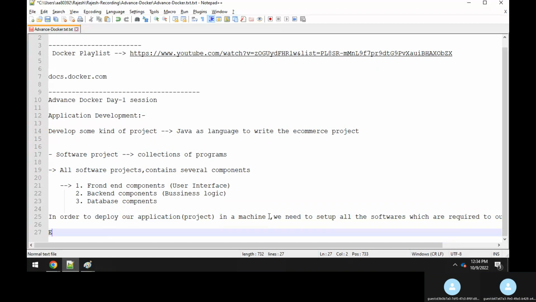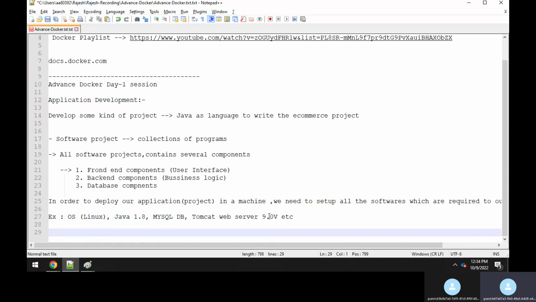For example, we need an operating system, that is Linux or Unix. And we need Java 1.8. We need a MySQL DB or any DB which you have. You'll need a Tomcat web server, something like the 9.0 version, etc. Any kind of software you need, so that's what we need to deploy our application. So we need to have a setup, and that is a challenging task.